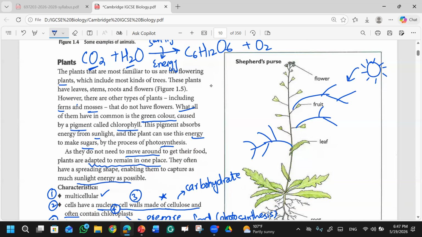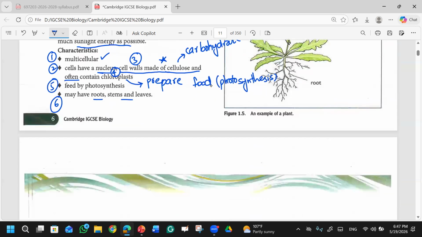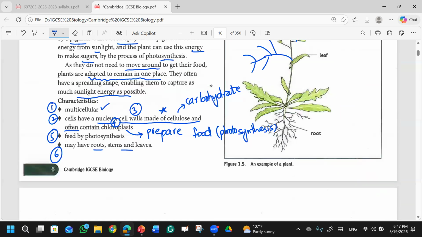Clear? Are you clear with this plants part? What are some of the common characteristics and how do we categorize them?